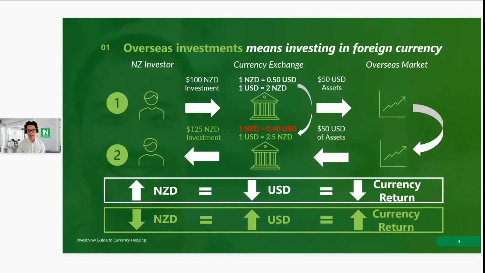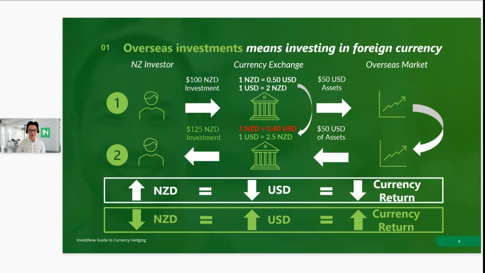the USD has actually gone down. Therefore, it returns as a lower return on our portfolio. Conversely, when the New Zealand dollar weakens, that means the US dollar strengthens, and therefore our foreign currency return is a positive, and that adds to our returns.